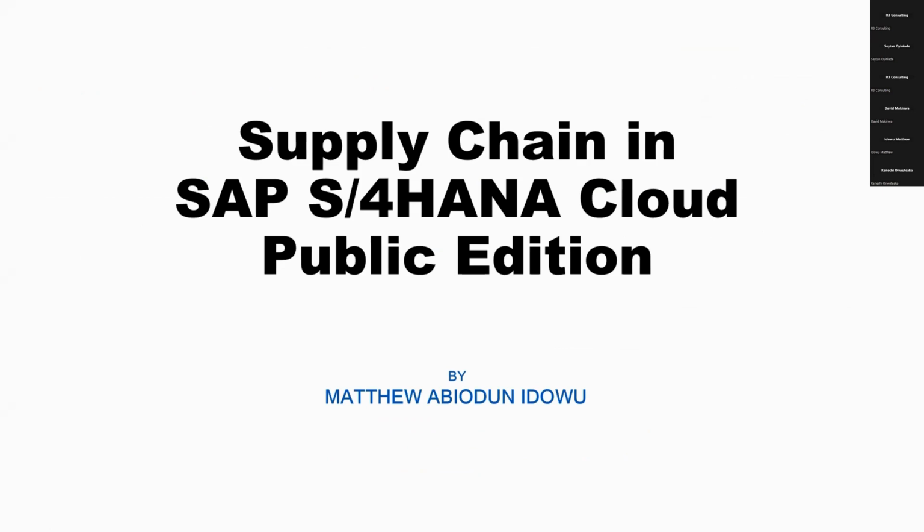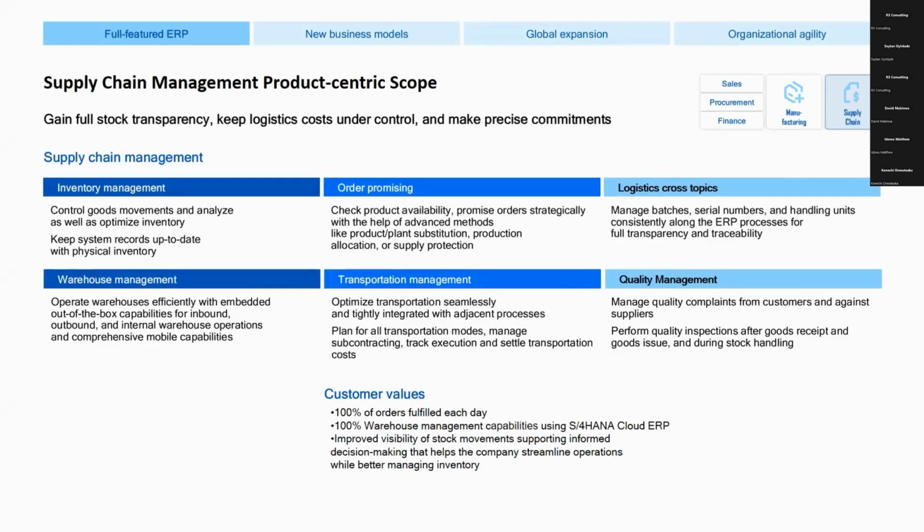So I'll be discussing supply chain in S/4HANA Public Edition today. Let's get started. In supply chain management, product-centric scope, the S/4HANA software helps you gain full stock transparency, keep logistics costs under control, and make precise commitments to your customers.